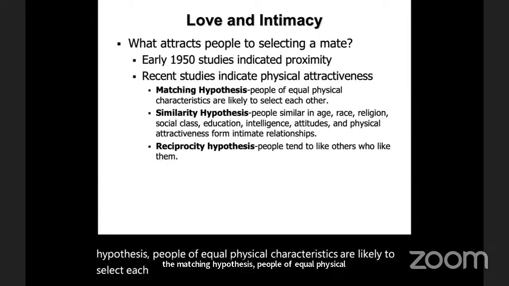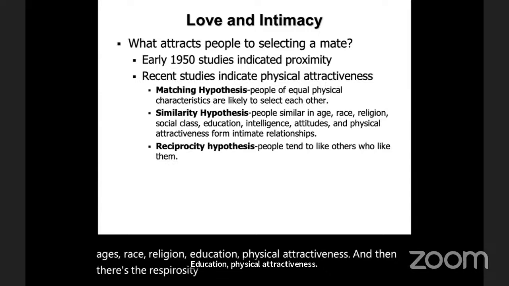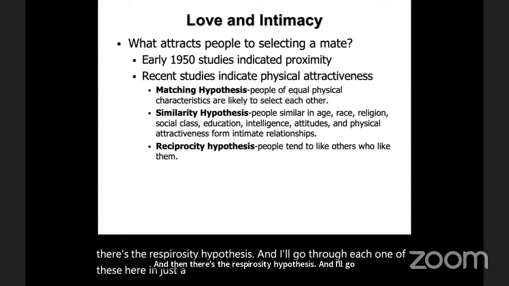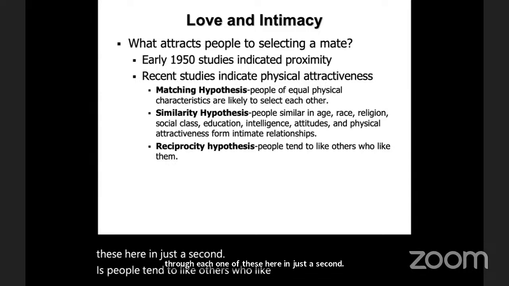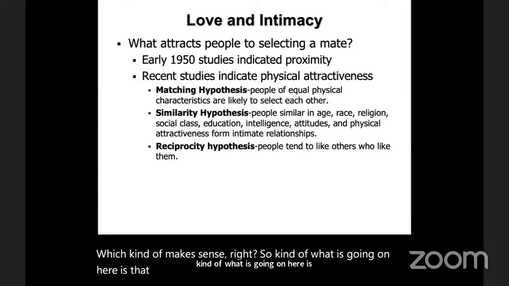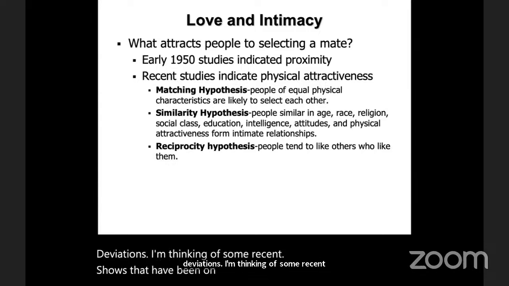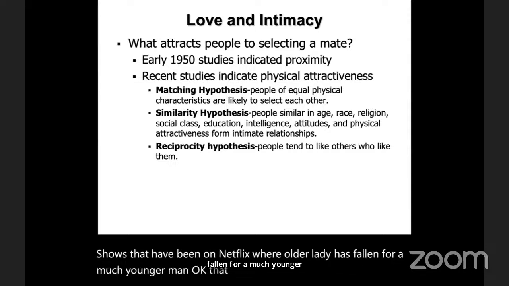The similarity hypothesis says people with similar ages, race, religion, education, and physical attractiveness get together. And then there's the reciprocity hypothesis, and I'll go through each one of these in just a second: people tend to like others who like them, which kind of makes sense, right? So what is going on here is that, except for a few deviations, I'm thinking of some recent shows on Netflix where an older lady has fallen for a much younger man. Okay, that does happen.